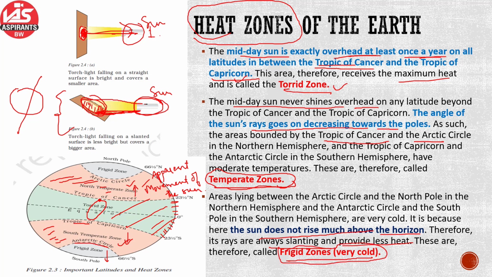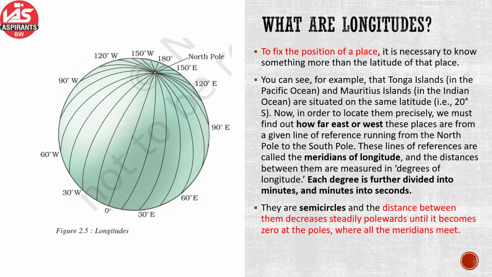So this one is the north frigid zone, this is the south frigid zone, sorry, here this is the south frigid zone. So I hope that is clear. 3 zones, heat zones of the earth. Now we have done the latitudes.